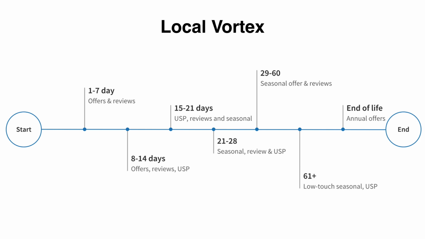Then days 8 through 14, we're going to show different offers and reviews, in different branding ads with different USPs. Then days 15 through 21, we're going to show, again, a different segment of USPs and reviews and seasonal ads potentially. Then days 21 through 28, we could do seasonal and review and USPs, right? But we keep changing this. Then 29 through 60, the same thing. And then 61 days plus, we're going to do, again, the annual offers and holiday offers and things like that.